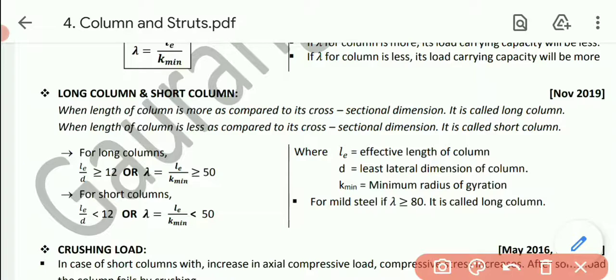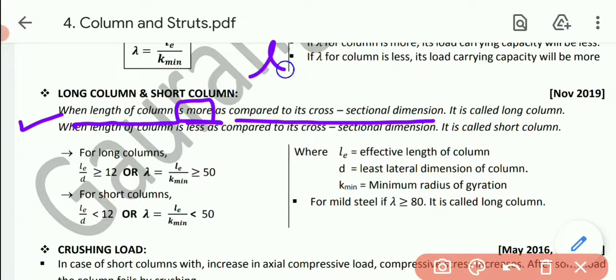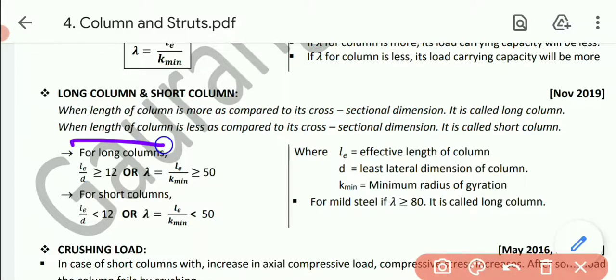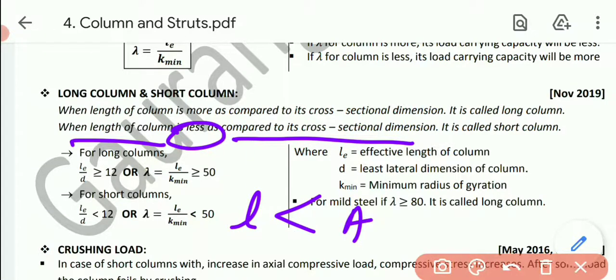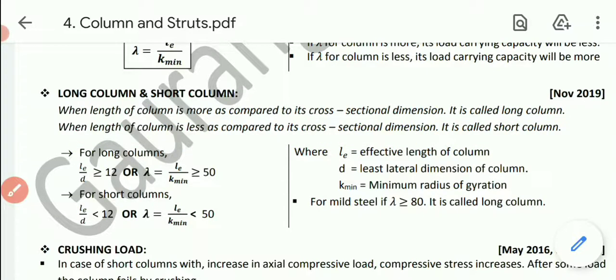Then column can be of two types, long column and short column. First of all, let's try to understand the difference between the two. When the length of the column is more as compared to its cross section dimension, when length is greater than cross section dimension, it is known as long column. Vice versa, when the length of the column is less as compared to its cross section dimension, then it is known as short column. So this is the basic difference between long and short column. So there are also some of the other conditions.